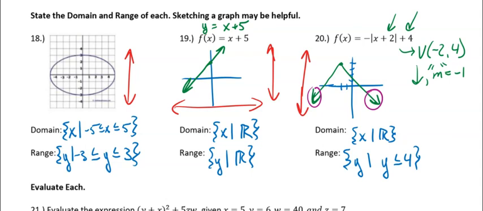And that's it. We're just looking at where does the graph exist? Where does it exist left and right? That's the domain. It's the x values that exist, okay? Where does it exist up and down? It's the y values that exist, okay?